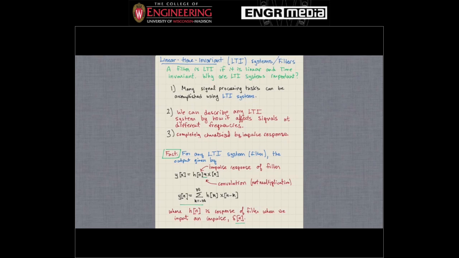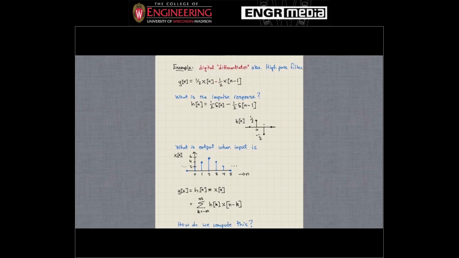All right, so let's actually go on and try and calculate the output of a particular filter. All right, and the way we're going to do this is using convolution. The example we'll look at is something called the digital differentiator, and this is a type of high-pass filter. When I say high-pass filter, what does that mean? That means that high-frequency signals are able to pass through the filter.